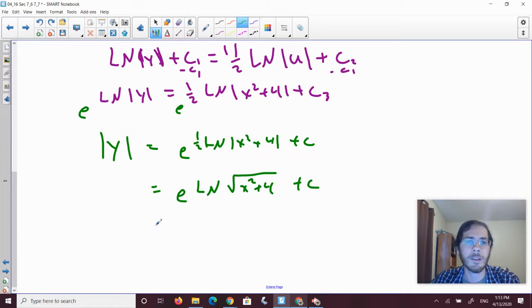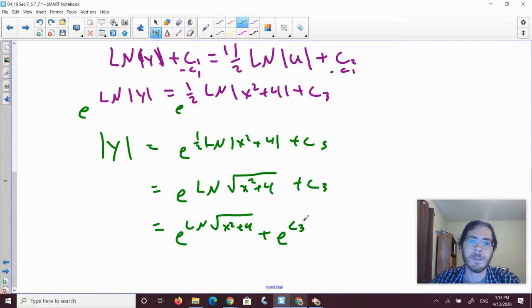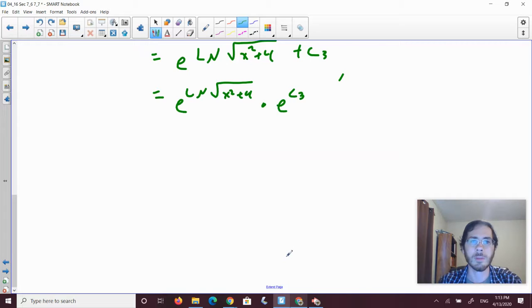Then we also know from our exponent rules, this is the same thing as e to the ln square root of x squared plus 4 times e to the c. I guess I should keep saying c3, keep my subscripts. Not plus, multiply, because when we're adding the exponents, we're multiplying the same base. So we have to use our exponent rules in addition to all of our log rules. So you might think, all right, we're almost done.